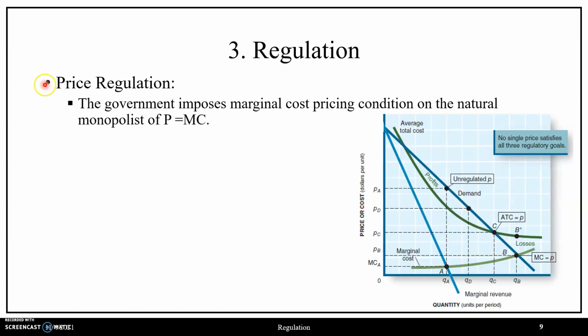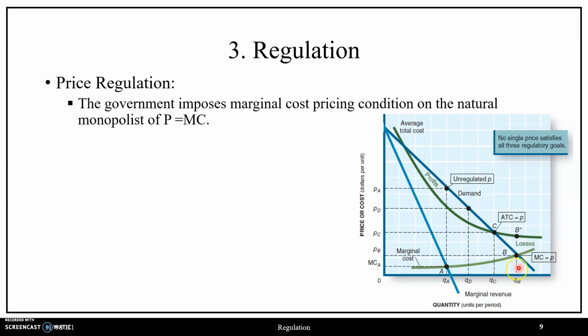Beginning with price regulation, this is when the government imposes marginal cost pricing on the natural monopolist such that the condition of price equal to marginal cost holds. Looking at our graphical representation of the natural monopoly on the right, we have price on the vertical axis and quantity on the horizontal axis. We have our downward sloping market demand curve and our downward sloping marginal revenue curve that's strictly below our market demand curve. We also have our low but upward sloping marginal cost curve, and we have our downward sloping average total cost curve due to our high fixed costs leading to average fixed costs being the dominant effect in average total costs.